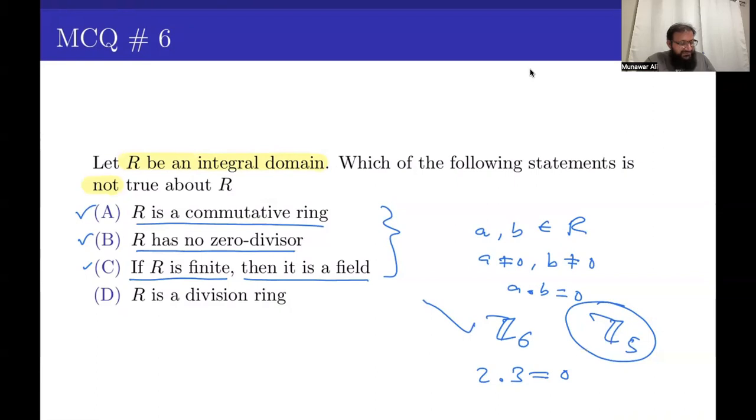But it's not a division ring. For a division ring, there must be existence of inverses of each element, which is not true in the case of an integral domain. So our correct option is D. This is the option which is not true. So our correct option is D. I'm not going to explain this question in detail because I'm not very good at that one, but you can further see how things work. I'll give you maybe some tricks on how you can exclude the incorrect options.